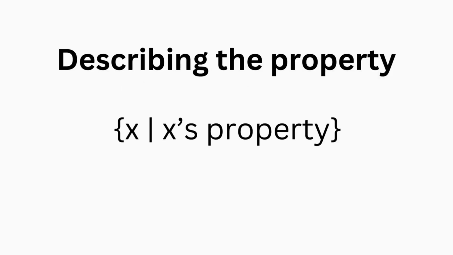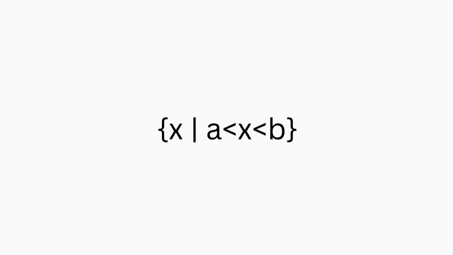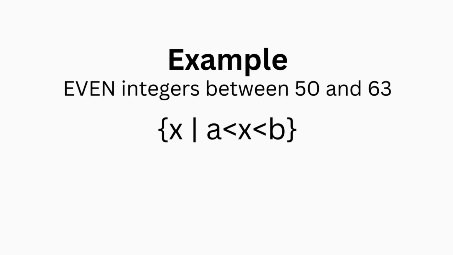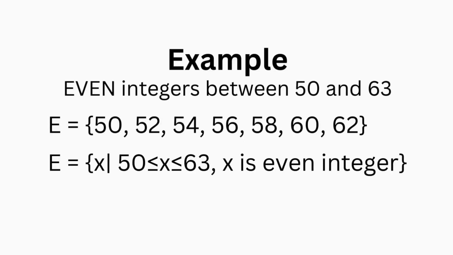The other method is to describe it by its property, or the rule method, where this contains only elements x. In this case, x will be an element of A and B. For example, a set contains only even integers between 50 and 63. Using the tabulation method, we will get this, while with the rule method, we would get this instead.